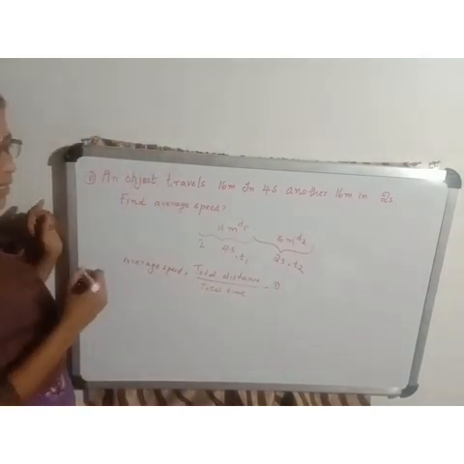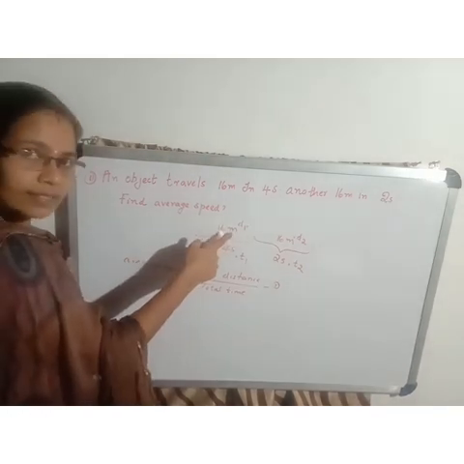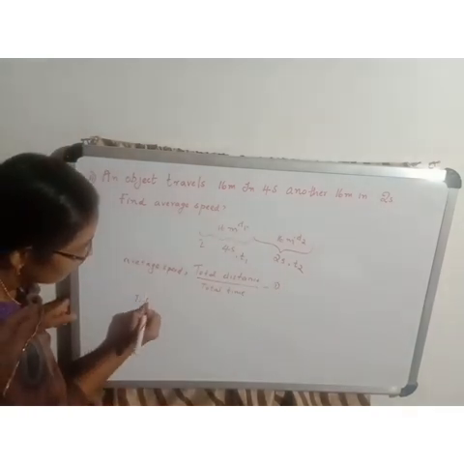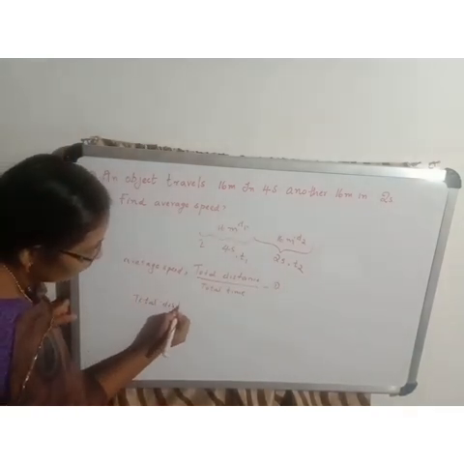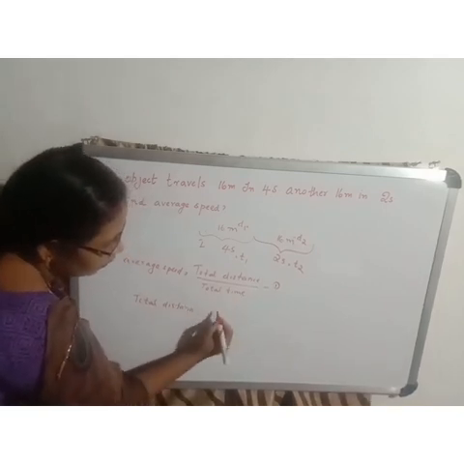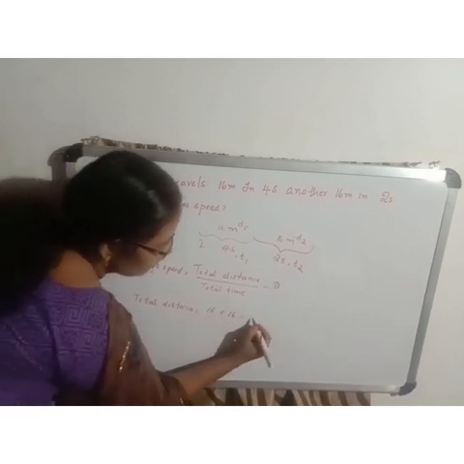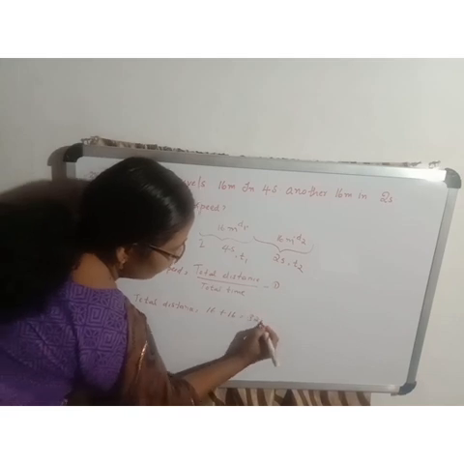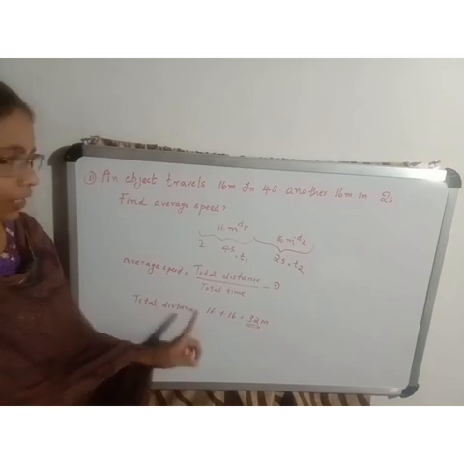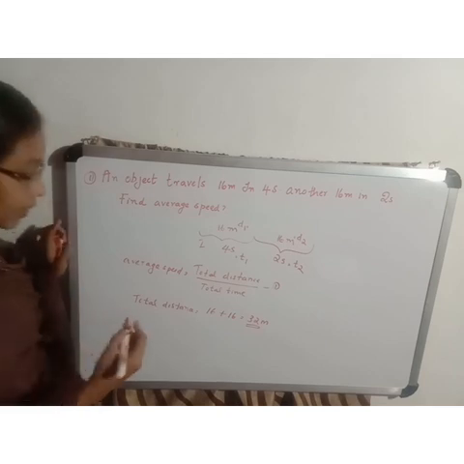So what is the total distance here traveled? 16 meter in the first trip, and the second trip another 16 meter. So the total distance that body travels is 16 plus 16, which is 32 meter.